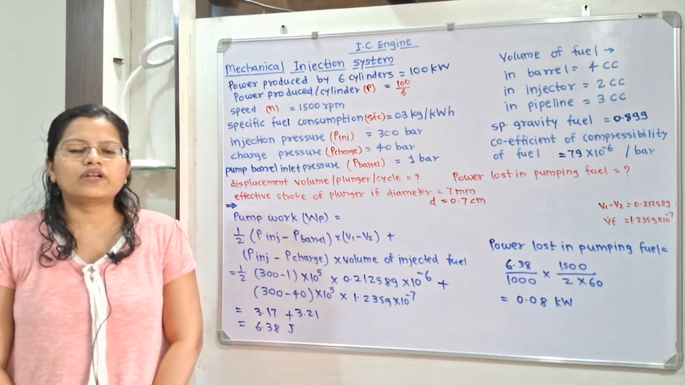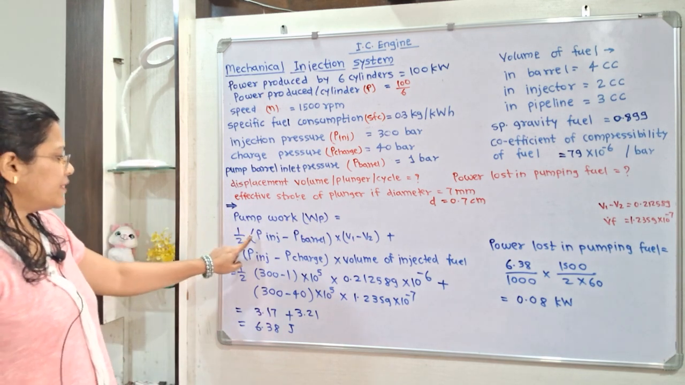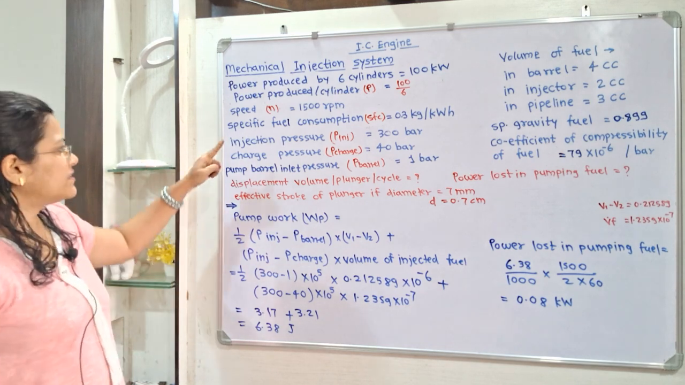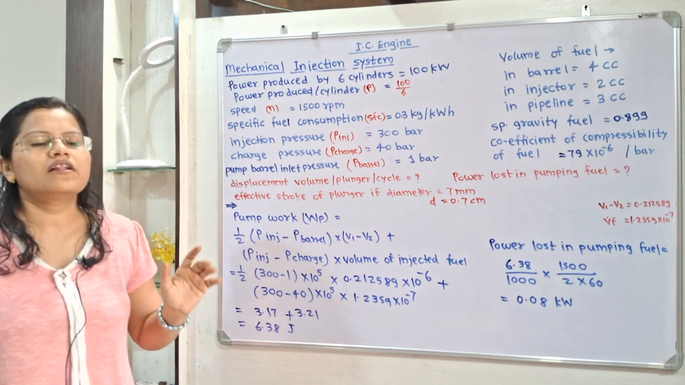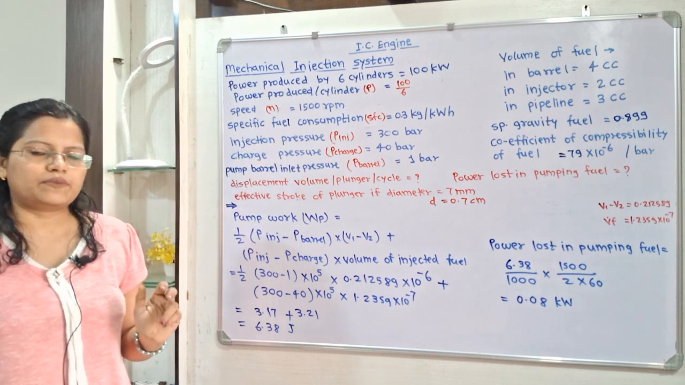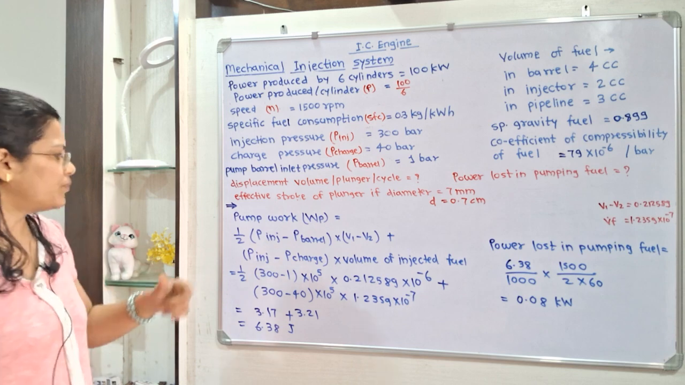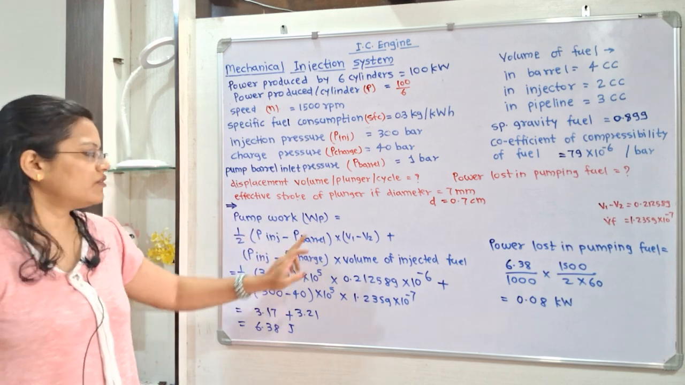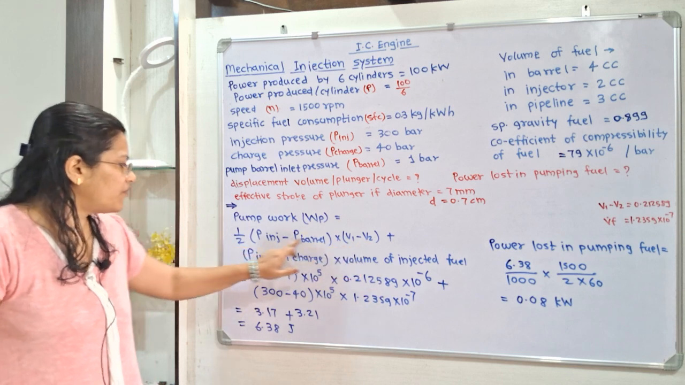Now we will calculate pump work. So it has the formula half into P injection minus P barrel. We know that this difference in pressure, P injection and P barrel, causes the compressibility and change in volume, known as V1 minus V2. So when we take the difference P injection minus P barrel, we have to multiply with V1 minus V2. So this is the first term.